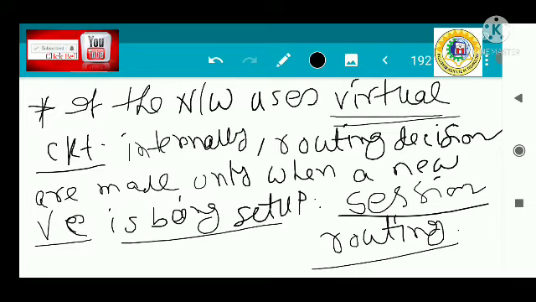So whenever the network uses the virtual circuit, the routing decision is to be made based on this point. Whenever the network uses the datagram, the routing decision is made for every packet, and whenever the network uses the virtual circuit, the routing decision is made differently. So these are the two points about the routing algorithm.